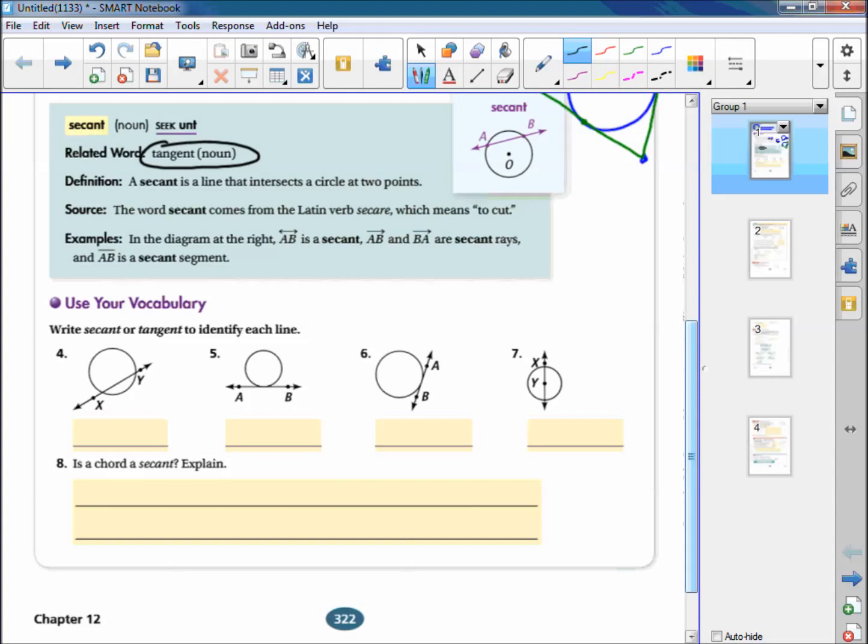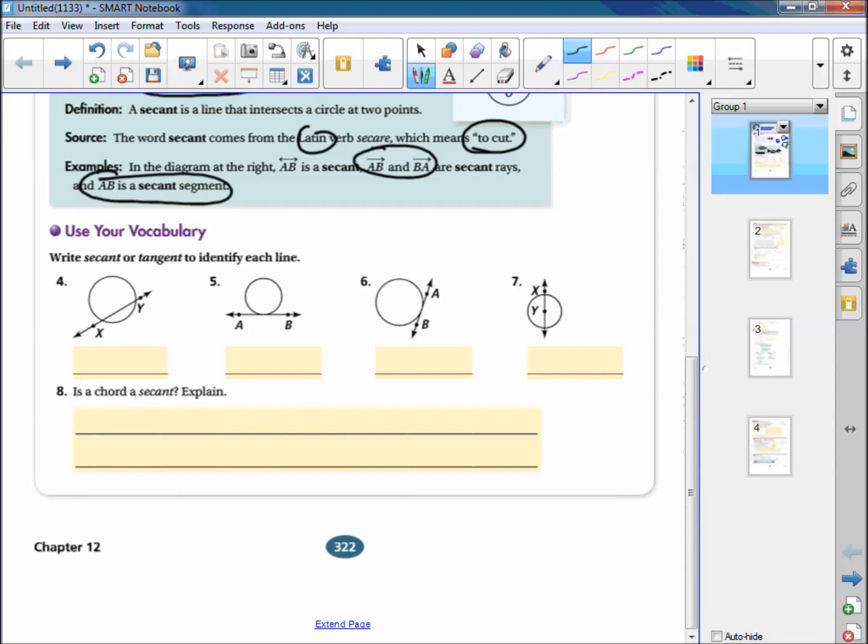The word secant comes from the Latin verb secare, which means to cut. So it cuts the circle twice. It also cuts the circle into 2 parts. An example is in the diagram on the right, AB is a secant. But we could also have rays AB and BA be secant rays, and we can have a secant segment AB. So write secant or tangent to identify each line.